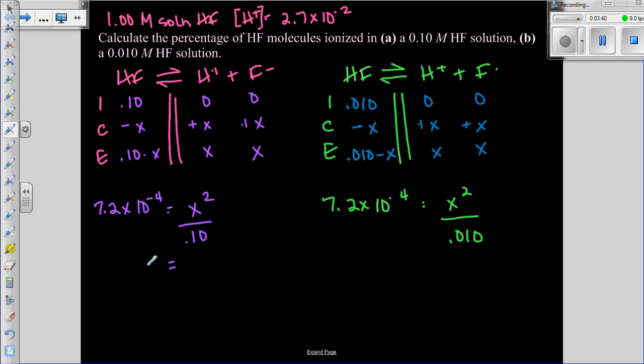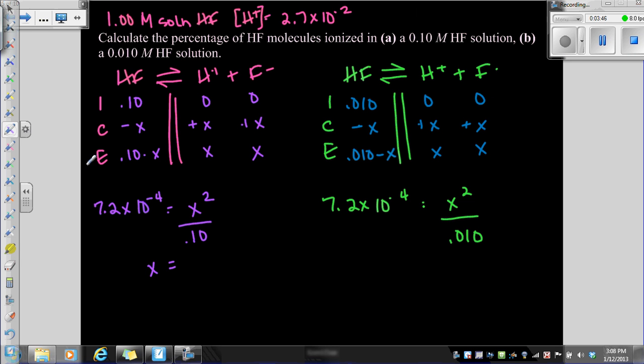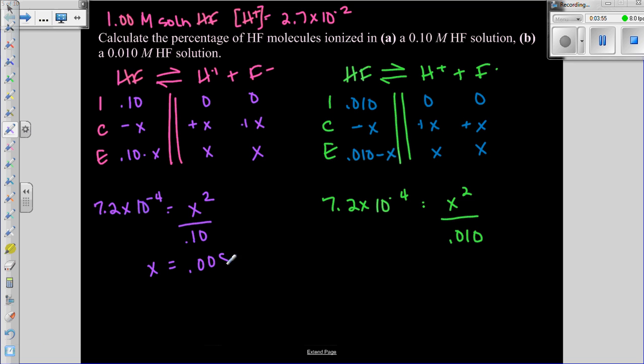So I'm going to go ahead and very quickly solve each. The first one: 0.1 times 7.2 times 10 to the negative 4th. Take the square root of that quantity. I get 0.0085 molar. That is our concentration of both fluoride and the hydrogen ion. But all I'm really concerned about right here is the hydrogen ion concentration.